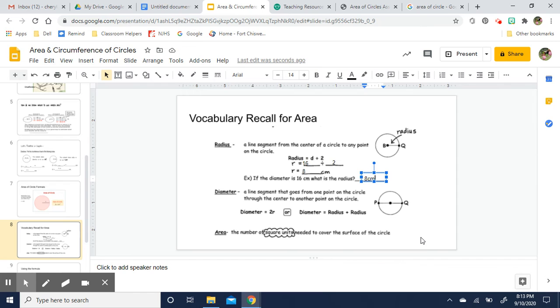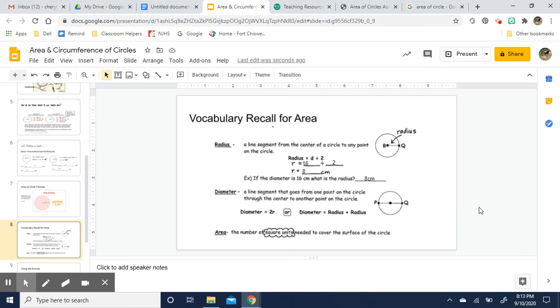A diameter is a line segment that goes from one point on the circle through the center to another point on the circle. So it goes straight through the center. So diameter is equal to 2 radiuses, 2 times r, or diameter is equal to radius plus a radius.